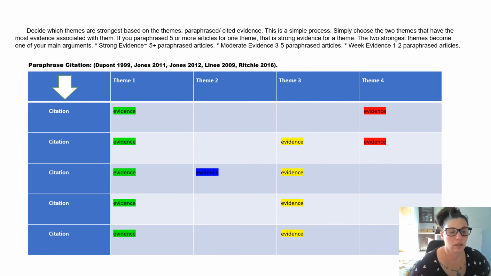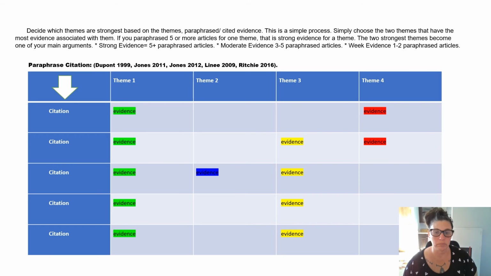So this would look more like what it's supposed to look like. Here I give you paraphrase citation, DuPont, Jones, Linné, and Ritchie. So that would be, say, my citation number 1, and that particular citation A, right, I would write that here. That's how I would cite it. And then they talked about theme 1, and they also talked about theme 4. Article B talked about theme 1 and theme 3 and theme 4.